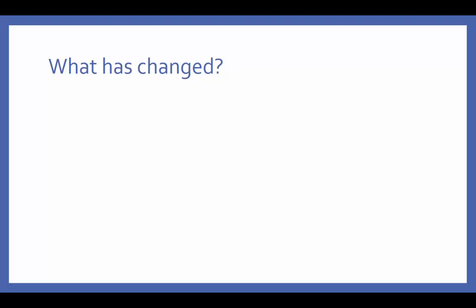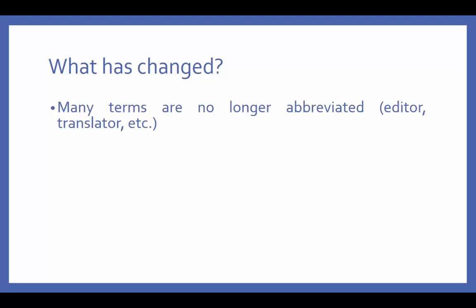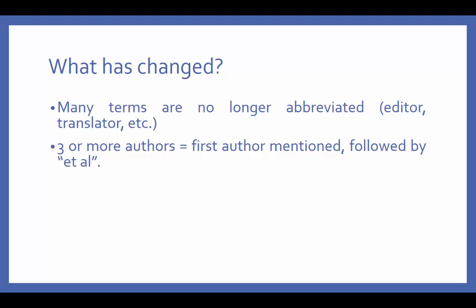So what has changed? Many terms in a citation are no longer abbreviated. This mainly applies to the creators of a source: editors, translators, compilers, etc. If you have a source with 3 or more authors, only the first author is included in the works cited and is followed by et al. This rule applied to sources with 5 or more authors in MLA 7.